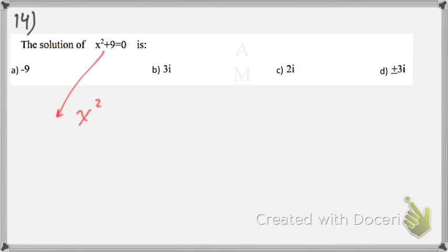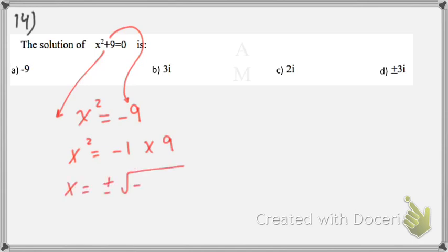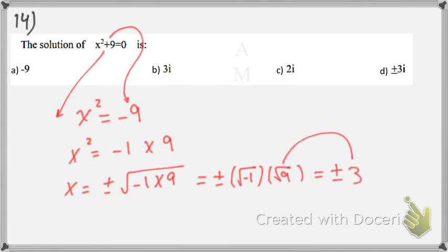By moving positive 9 to the other side, it's going to be negative 9. We can write negative 9 as negative 1 multiplied by 9, because there is no root for negative 9 if the answer belongs to R. But if it belongs to the imaginary numbers, we have an answer, as we know that the root of negative 1 is equal to i. So, by taking the square root of both sides, and don't forget to add positive and negative, you will find that it's positive and negative root of negative 1 multiplied by root of 9. Root of 9 is 3 and root of negative 1 is i.